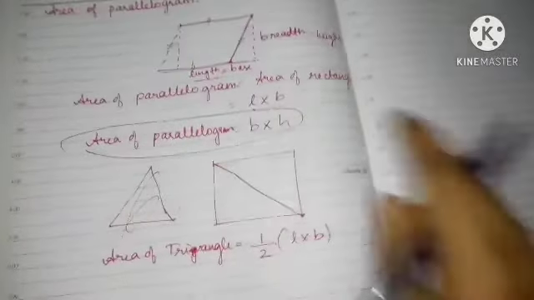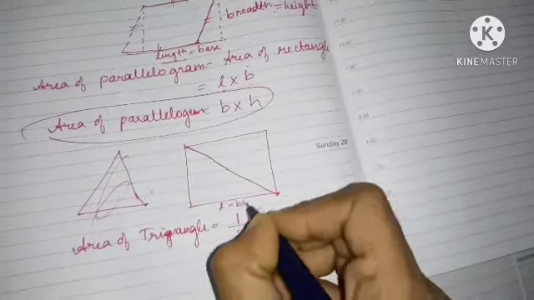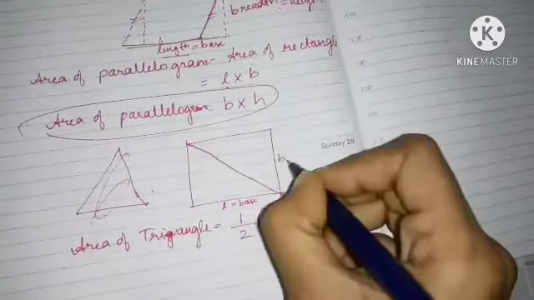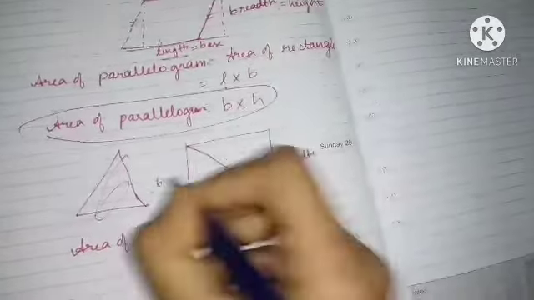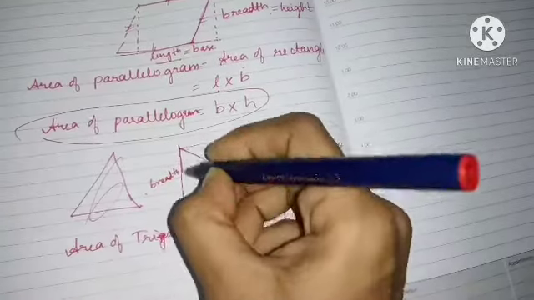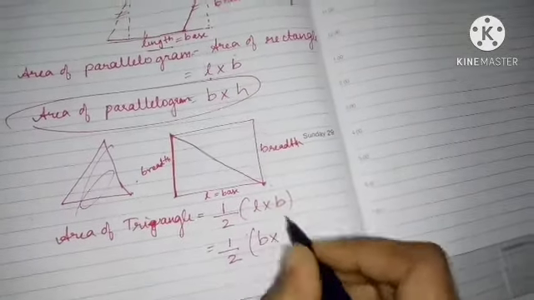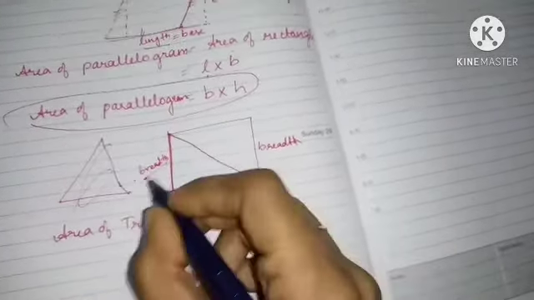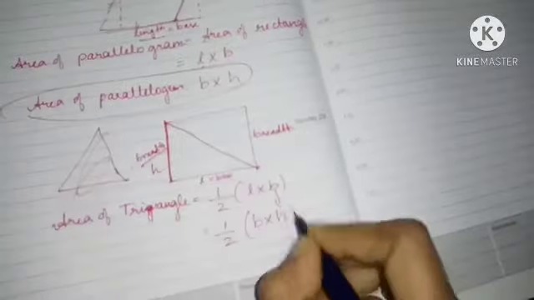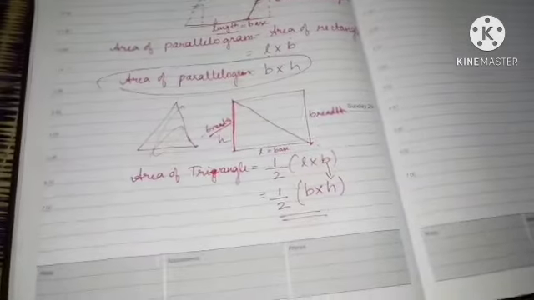So what is length, based on the above parallelogram? Base. So length is here, right? Here, instead of length we will say base. This is breadth, correct? Instead of breadth, you will say height. So we can say half, and instead of length you say base, instead of breadth you say height. So the area of a triangle formula has become half BH.